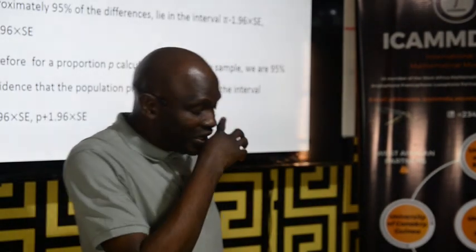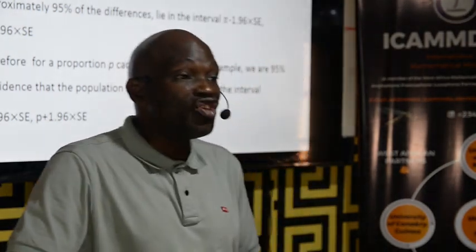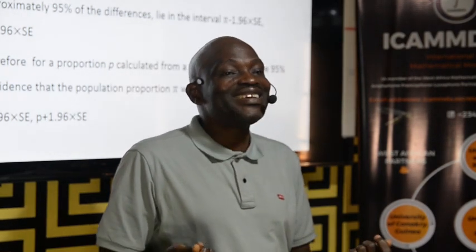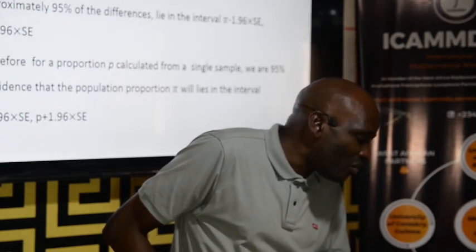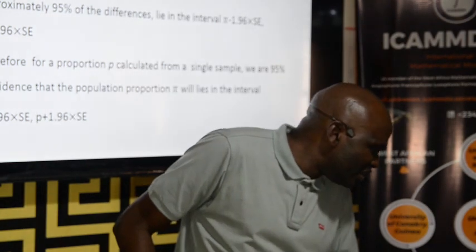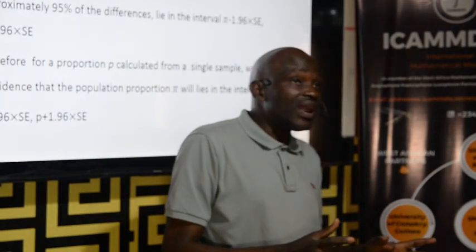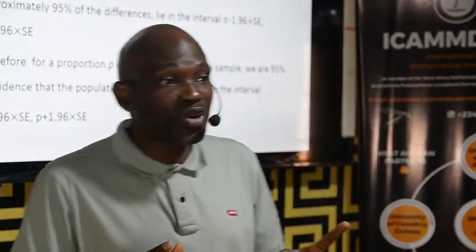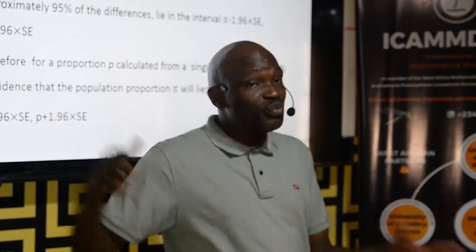So, solving this problem, the sampling distribution of proportion can be approximated with a normal distribution if the sample size is large. These are the normal statistics from the undergraduate level. And the standard error is the square root of p multiplied by 1 minus p, over n, the total number. So we can approximate 95% of the difference. We know it will lie between pi minus 1.96 standard errors and pi plus 1.96 standard errors, where pi is our proportion.